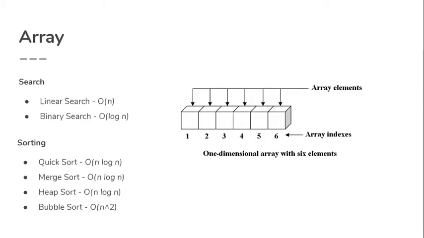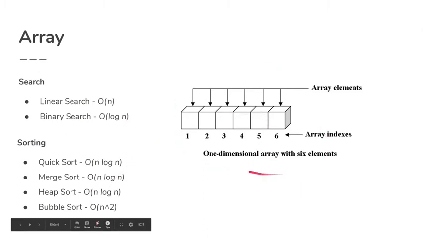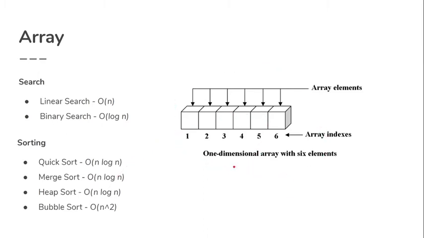For example, in array, let's take this sample array. It's a one-dimensional array with 6 elements. These are the values, 1 to 6. When you are trying to search whether an element is present in the array or not, we need to know what algorithms are available. There are two types of algorithms for searching array elements. The first one is linear search and the second one is binary search.